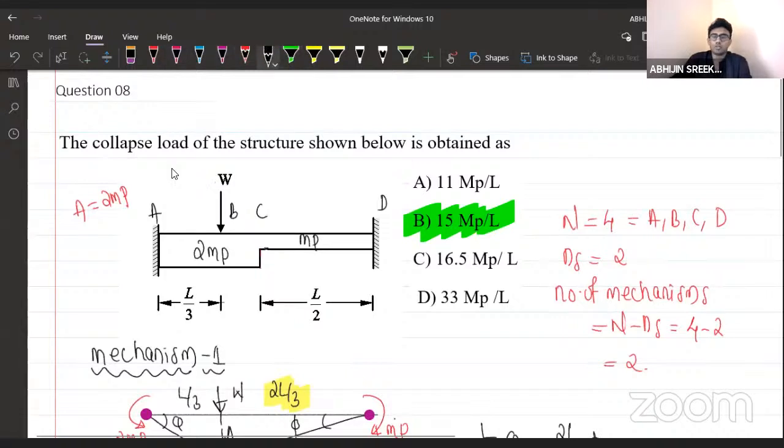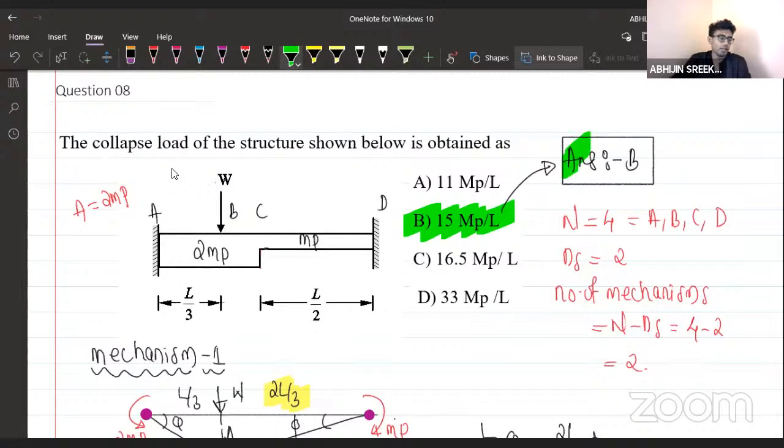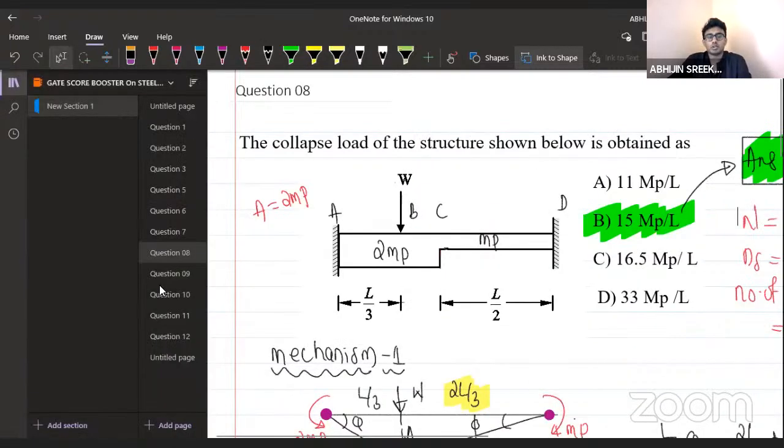Okay. You have to find all the possible mechanisms and find the collapse load for each possible mechanism and take the minimum. Right? That will be the answer. This will be the collapse load here, 15 MP by L. Hope you understood this, right? Okay, you understood this? Did you understand this? Very good. Yes, super. So go to this question.